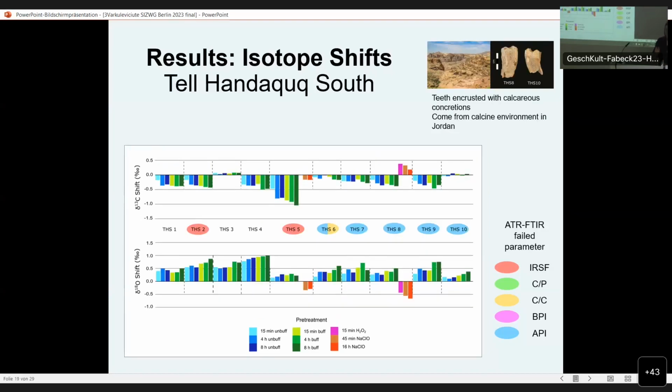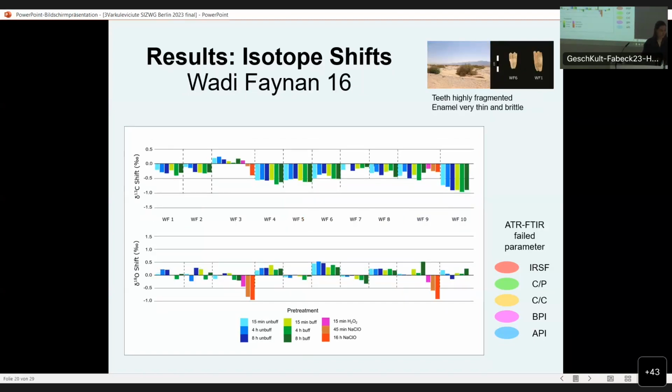If we look at Tel Handaquq South, which is the teeth with the calcareous concretions, there are considerably higher shifts compared to the modern, but there's still a huge variation between the treatments and between individual teeth and even within the teeth. And there doesn't seem to be any correlation between the FTIR parameters and the changes. So it's all a bit strange.